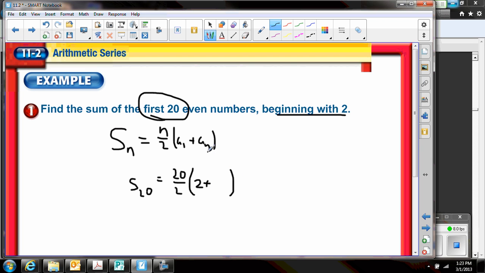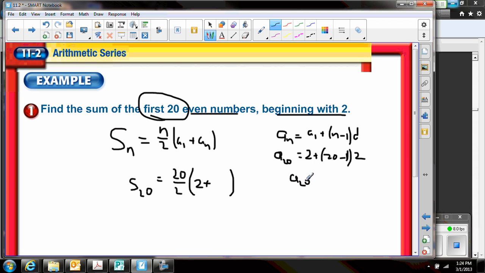Now is when I have to do a little bit of work. I want the last term. The way I find the last term is I use the sequence formula from 11.1. So I know from 11.1 that a sub n is equal to a sub 1 plus n minus 1 times your common difference. So I want the 20th term here. The 20th term can be defined as a sub 1, or the first term, which is 2, plus n minus 1, so 20 minus 1, times my common difference. My common difference here, since we're talking about even numbers, would be 2, because I would go from 2 to 4 to 6 to 8, so that makes the common difference 2.